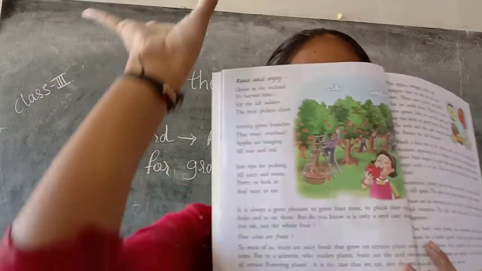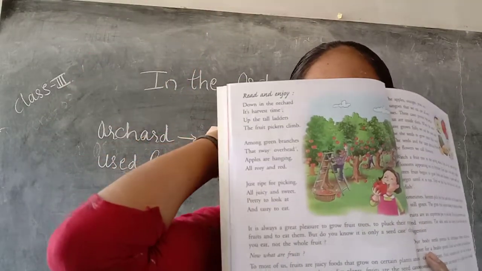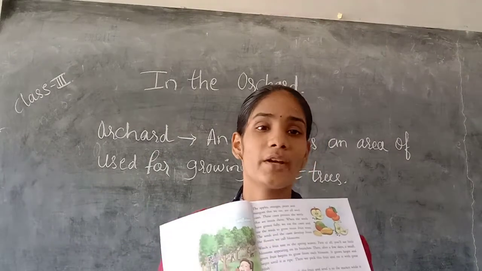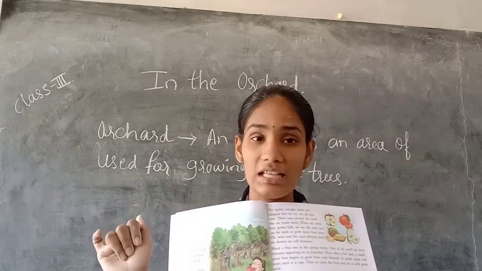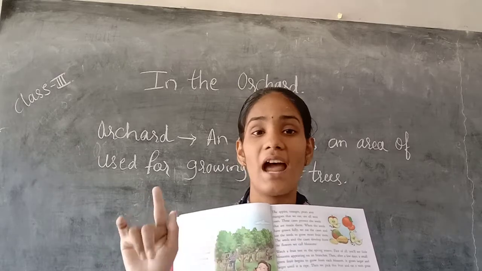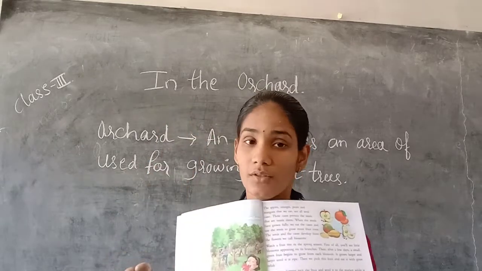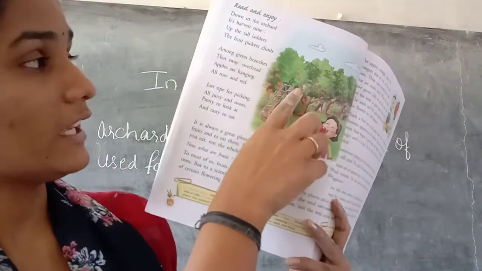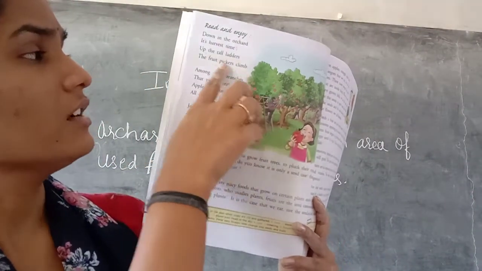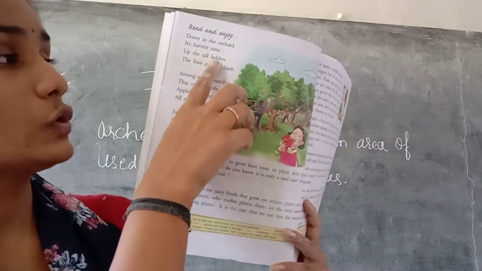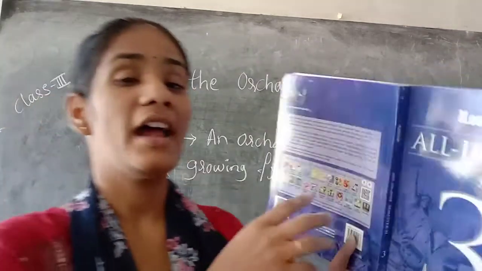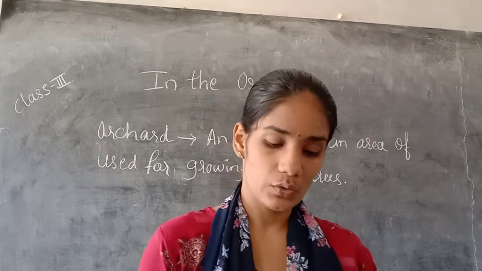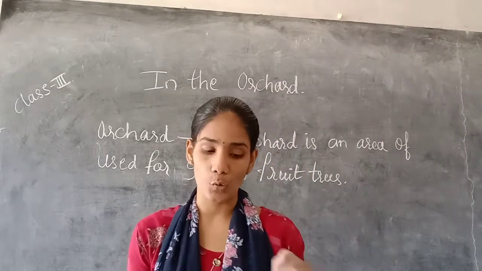We cannot pluck the fruits by standing on the ground. Why? Because the trees are tall. So with the help of ladders, we can pluck the fruits. The plucker plucks the fruits by using a tall ladder, climbing up on the ladder.